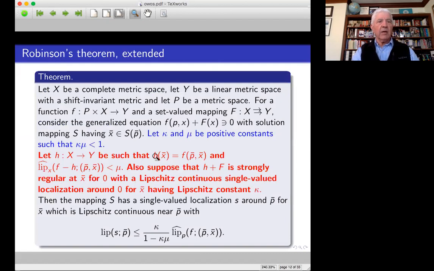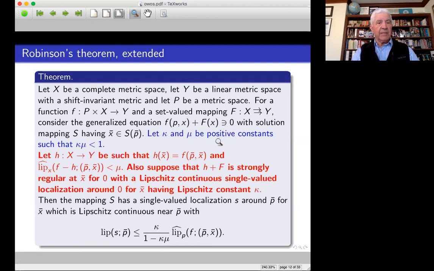Okay, so we continue now with a statement of the Robinson theorem in more general terms. This is the most general statement of the Robinson theorem I know. Suppose that we have a complete metric space X and a linear metric space Y with a shift-invariant metric. We don't even need a linear structure here in P; P is also a metric space. Then we have a function f, which goes from P times X to Y, and also a set-valued mapping from X to Y. Consider this generalized equation, and I'd like to know what happens with the solution mapping of this generalized equation.